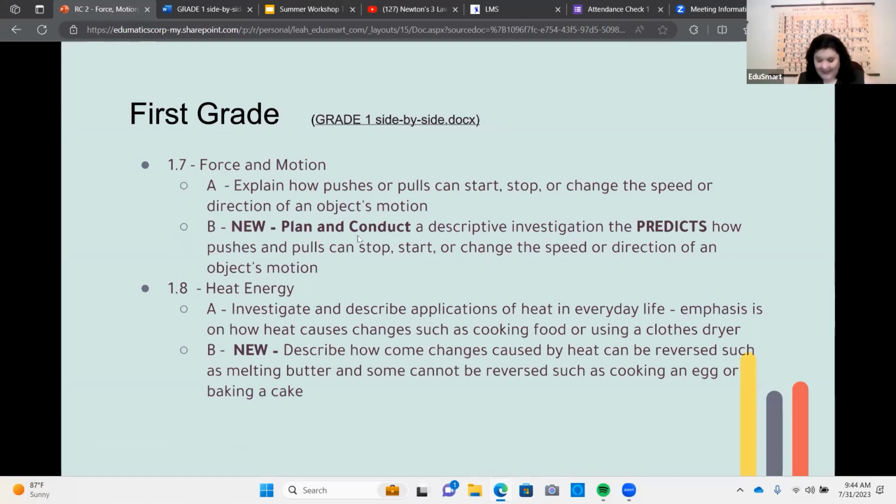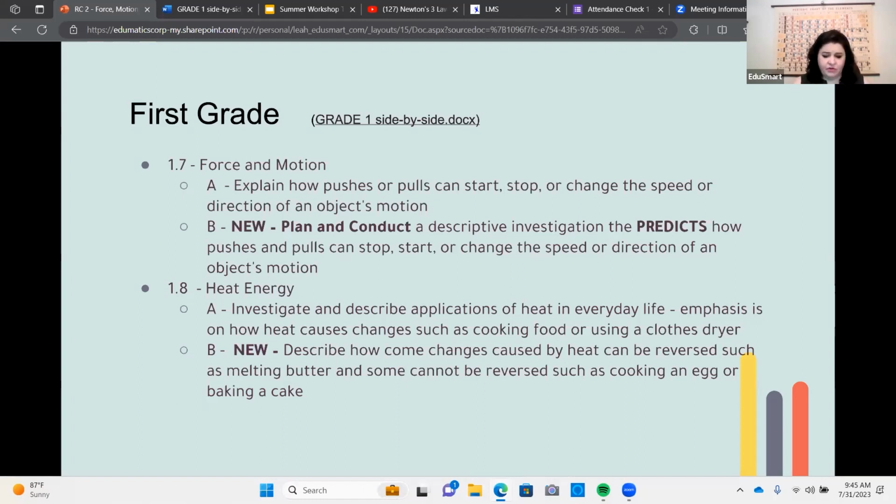And here you go. Starting in first grade, they get to plan and conduct a descriptive investigation. So it starts way earlier that they need to figure out how to make that plan. And again, you could give them tools and have them come up with a way to use those tools to predict how an object pushes and pulls.